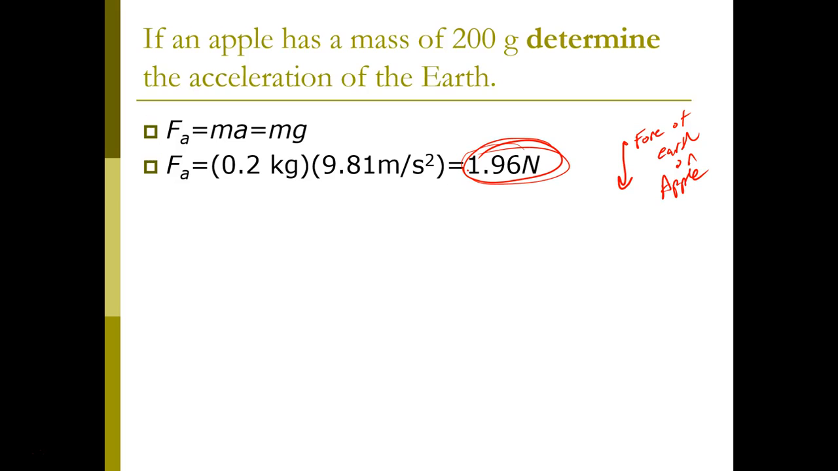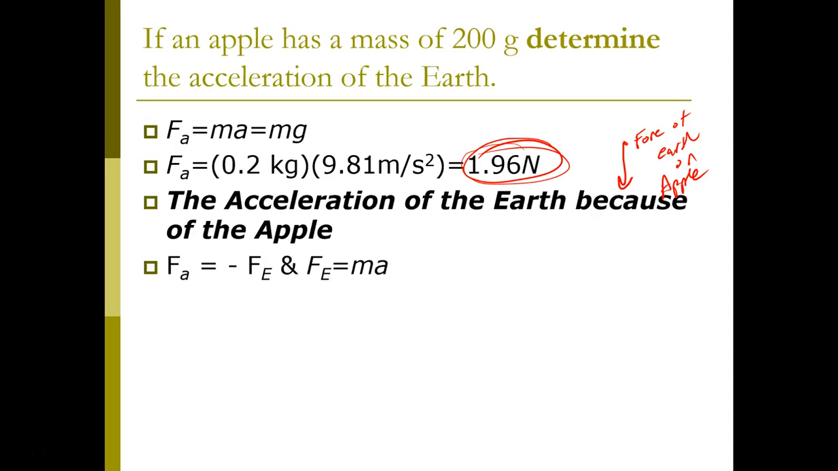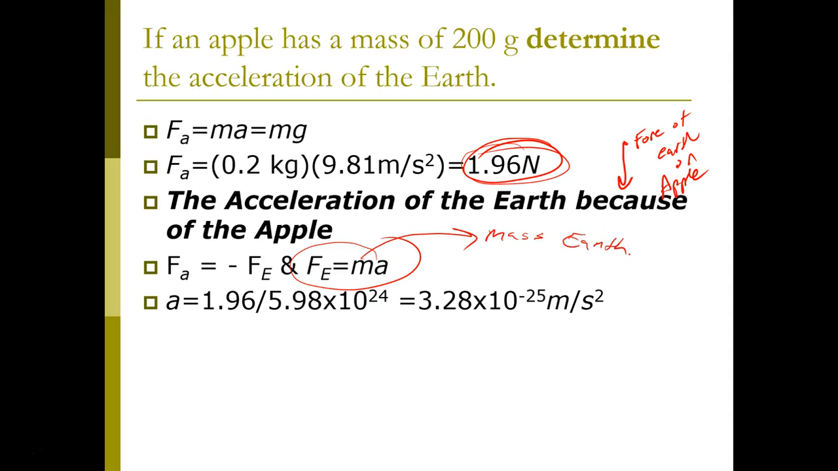Based upon Newton's third law, though, we know that every force has an equal and opposite reaction, or opposite force. In this case, the force of the apple is equal to negative the force of the Earth. And we know that the force of the Earth is equal to mass times acceleration. The only difference is this mass is the mass of the Earth, not the mass of the apple. If we plug in those numbers, we can solve for the acceleration of the Earth, and we find that it is 3.28 times 10 to the negative 25 meters per second squared.